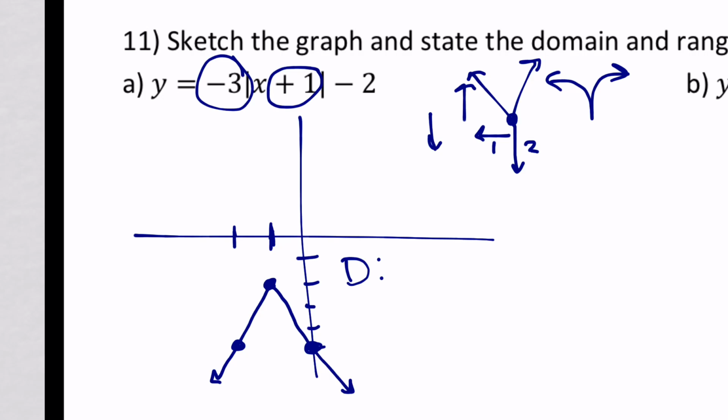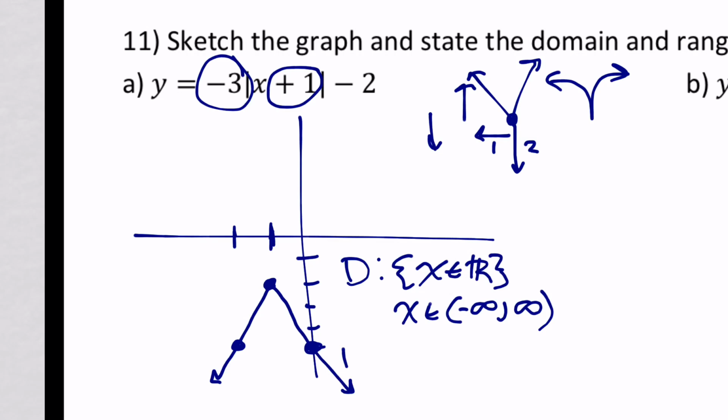Domain and range. Let's do the domain. Well, you can put any x value into an absolute value. There's no reason you can't. So that was poorly drawn. Let's say x is an element of all real numbers. If you like set builder notation, sorry, if you like interval notation, x is an element of the interval going from -infinity up to +infinity.